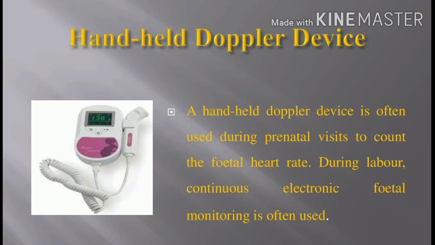Can you understand? So in this lesson, we studied the detection of fetal disorders during early pregnancy, done by ultrasound scanning, amniocentesis, chorionic villus sampling, and fetoscope. Next is the handheld Doppler device. Can you understand?